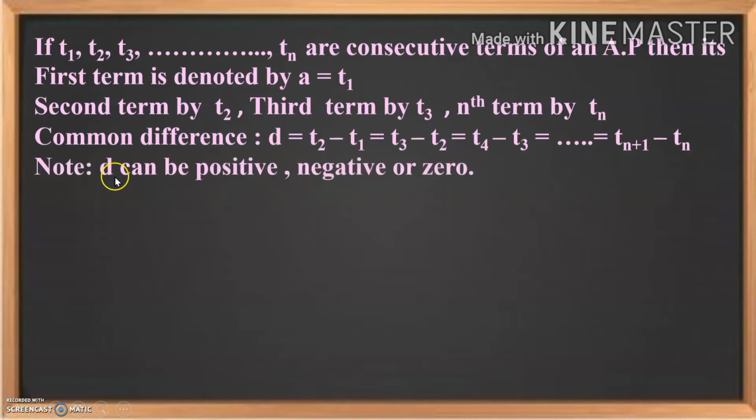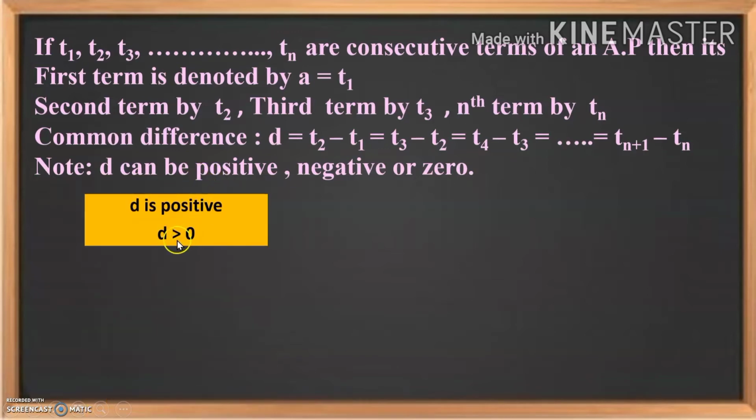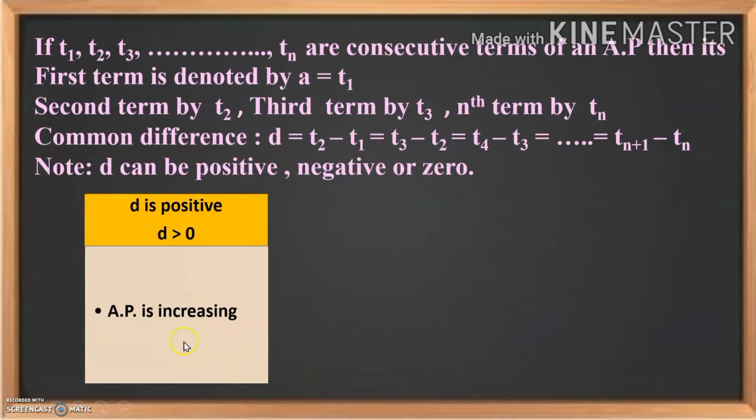Note that D can be positive, it can be negative or 0. We have seen in the activity sheet, there you came across cases or examples where D was positive, negative as well as 0. So what happens to the sequence when D is positive? When D is positive, that means D is greater than 0, we see that the AP is increasing, that is in the ascending order.